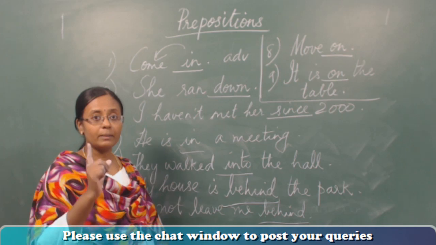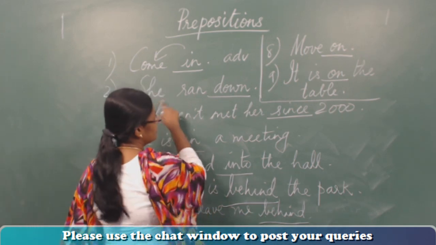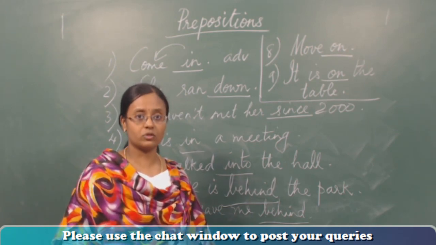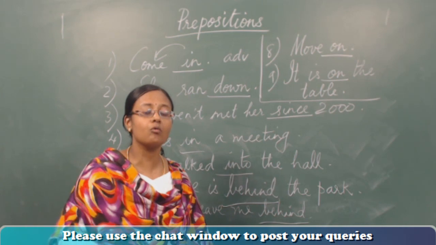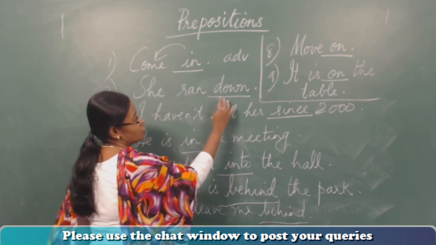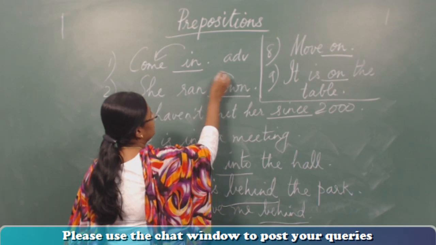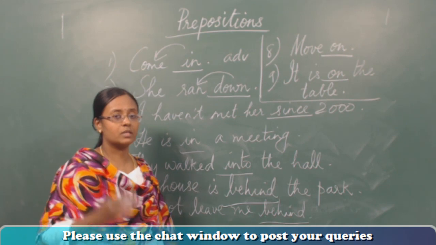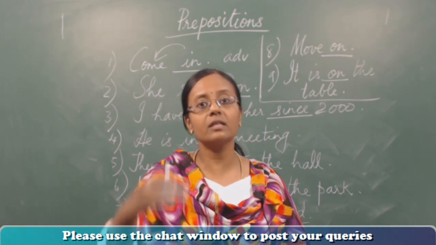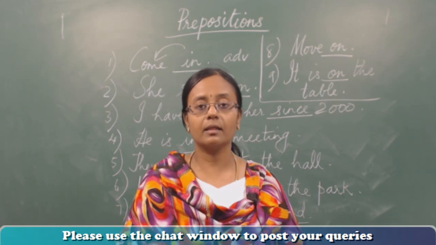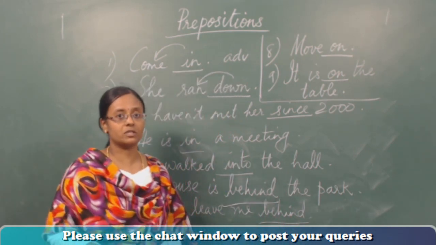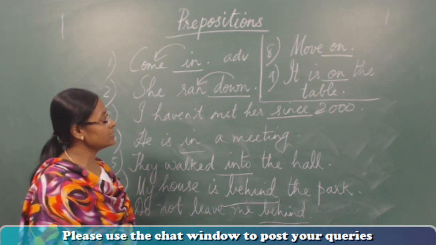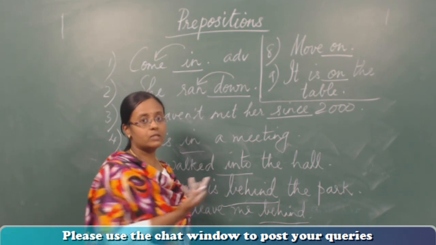She ran down. Remember, I wrote another example. She ran down the stairs. There, down was a preposition because the stairs is a noun. But here the sentence stops with down. It talks about again, she ran where? Down. If it is she ran up the stairs, she ran down the stairs or down the steps, then up and down are prepositions. But here they are adverbs. Third one, I haven't met her since 2000. Now this is very clear.